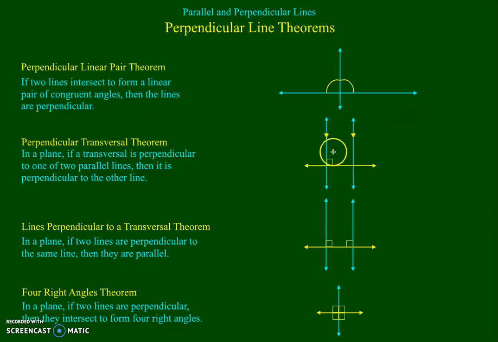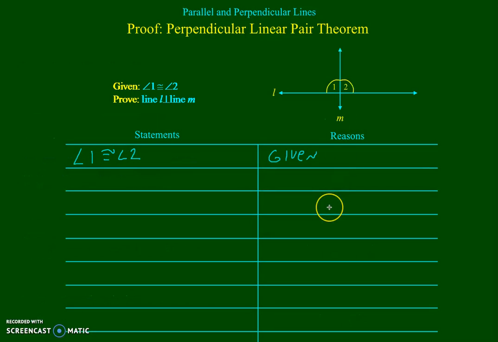Now let's move forward and prove a couple of these theorems to see where they come about and to get a little bit better practice in our techniques in executing proofs. The first theorem we're going to prove is the perpendicular linear pair theorem. Here we have the same picture, two lines intersecting to form a congruent linear pair, and we're given that angle 1 is congruent to angle 2. I've gone ahead and written the given down. We have to prove that line L is perpendicular to line M.